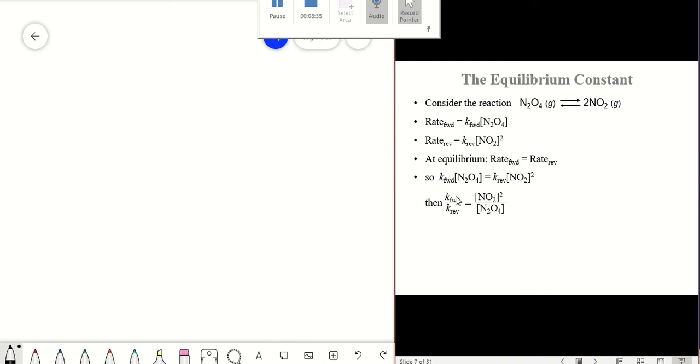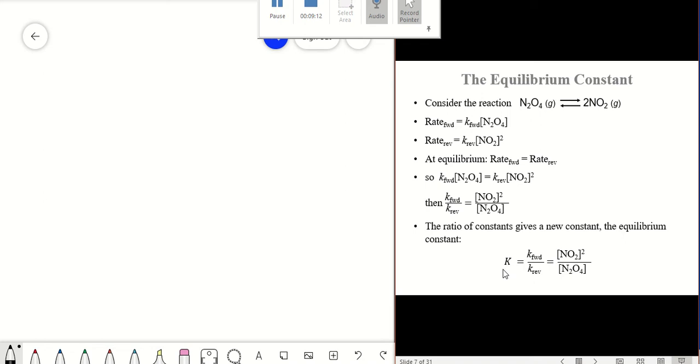Now we know that a rate constant is always constant, right? As long as the temperature stays the same. So at a given temperature, the rate constant stays the same. It does not change, right? So the rate constant for the forward reaction is a constant term. The rate constant for the reverse reaction is a constant term. So at a given temperature, both of these are constant, meaning their ratio is going to be constant, right? So this constant is defined as the equilibrium constant.